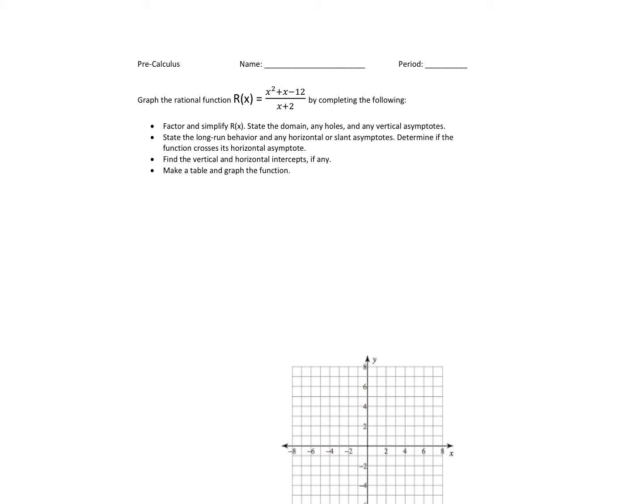So we can see here, we're going to start by graphing this function, and we want to complete all of these different things, find all of our features, then make a table and draw the graph. So let's start by factoring and simplifying r of x.